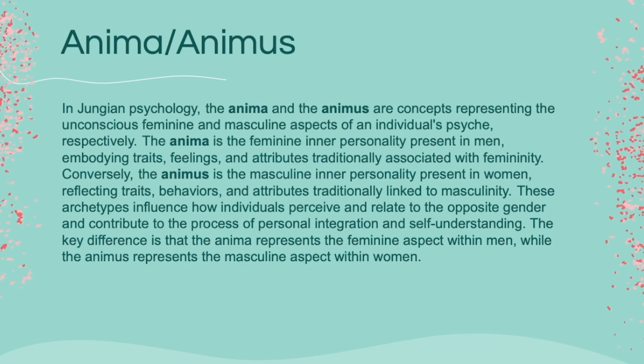Anima and animus. In Jungian psychology, the anima and the animus are concepts representing the unconscious feminine and masculine aspects of an individual's psyche, respectively. The anima is the feminine inner personality present in men, embodying traits, feelings, and attributes traditionally associated with femininity. Conversely, the animus is the masculine inner personality present in women, reflecting traits, behaviors, and attributes traditionally linked to masculinity.